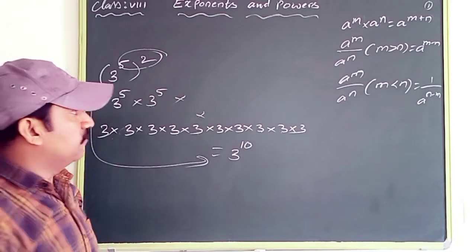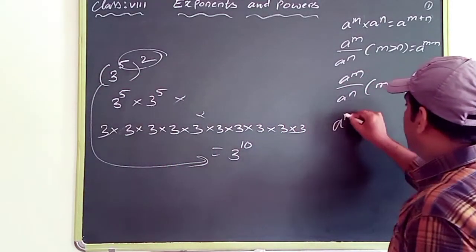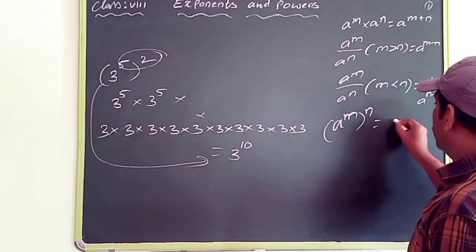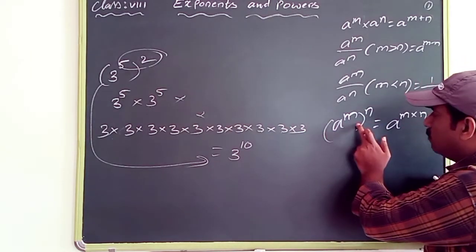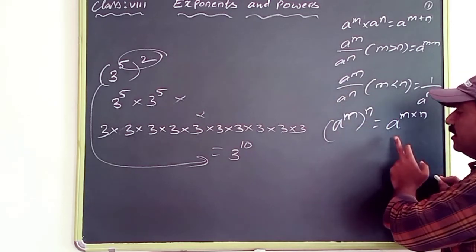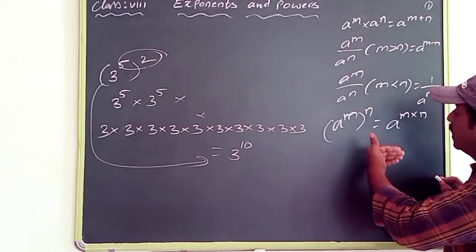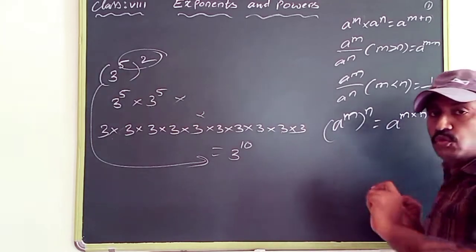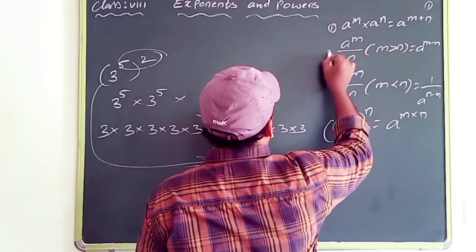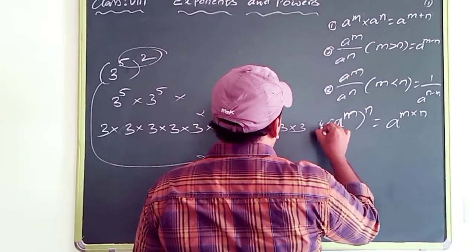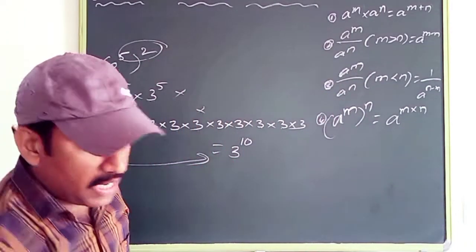That means the formula here: a power m whole to the power of n equals a to the power of m into n. When you have a power m whole to the power of n, then you can multiply and take a to the power of m into n. Okay, this is one of the formulas, children. So this is formula number 1, this is 2, 3 and 4. Okay, and the next problem we can take.